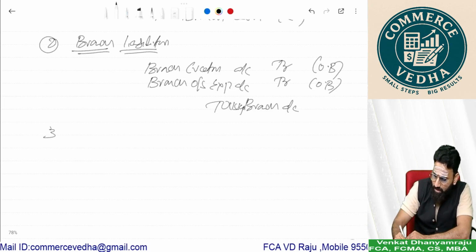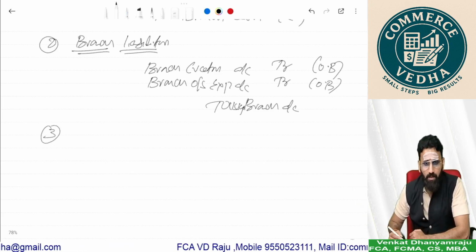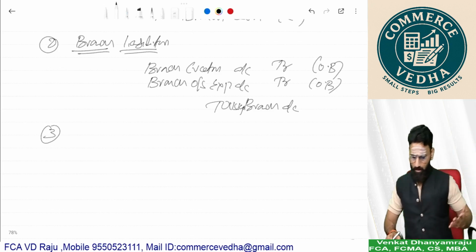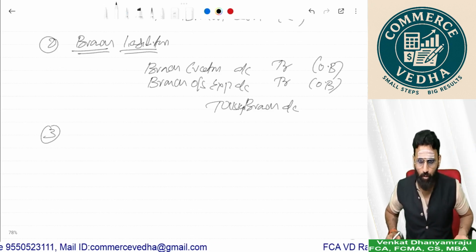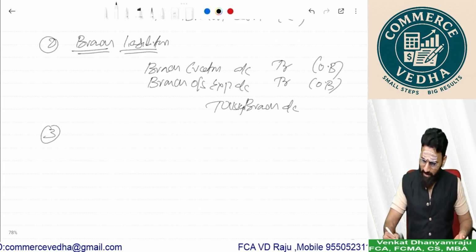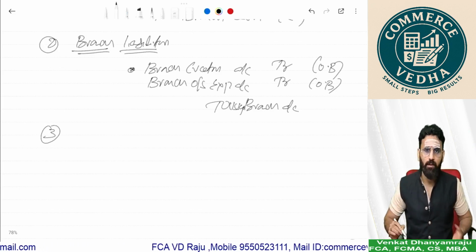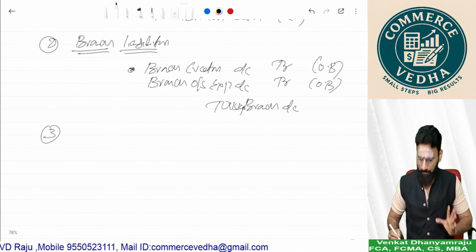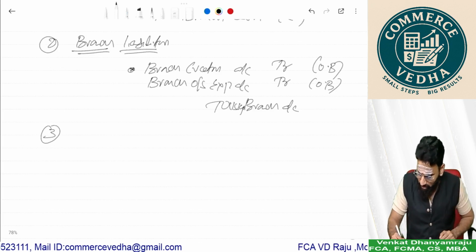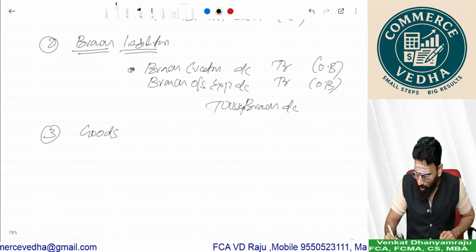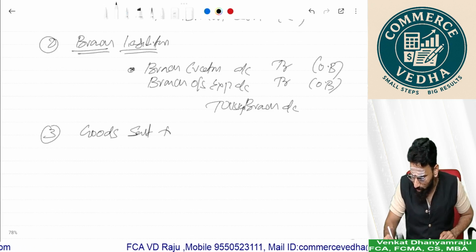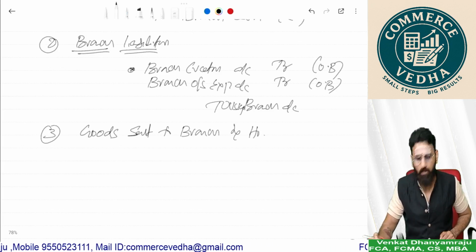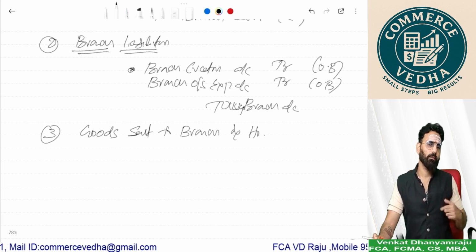The first transaction, generally what happens? Since it is a dependent branch, the branch doesn't own any assets on its own, not even inventory. That's why I said this is very rare in dependent branch. No creditors, only outstanding expenses might be there. Now, the first transaction is goods sent to branch by HO. Head office purchases goods and sends to branch.